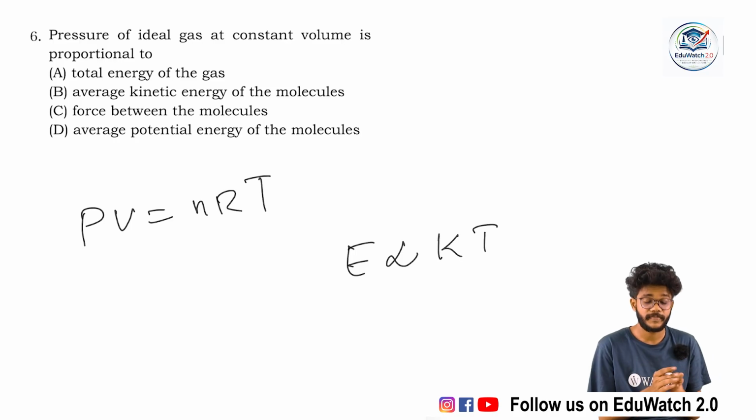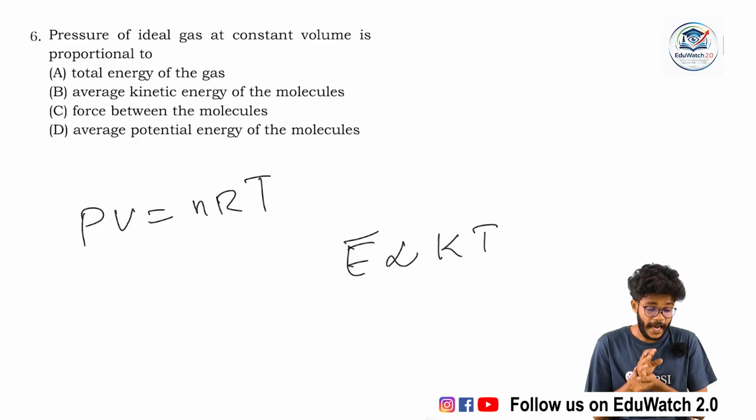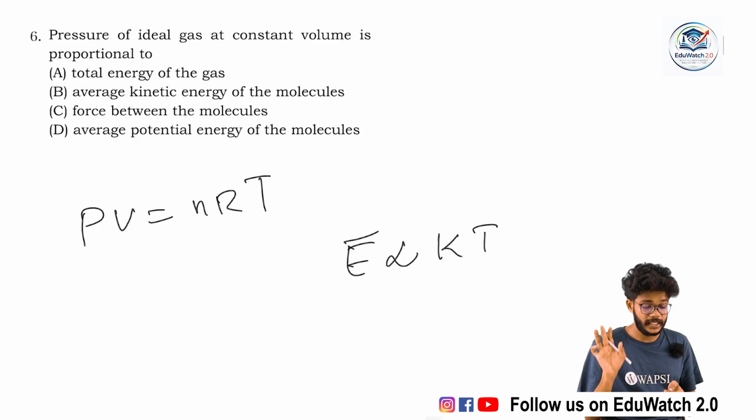So that means the pressure is proportional to energy. Which energy? Average energy. Average energy is proportional to kT. So the average kinetic energy of the molecule is proportional to the pressure. Not only the pressure, the volume is also proportional to the average kinetic energy.